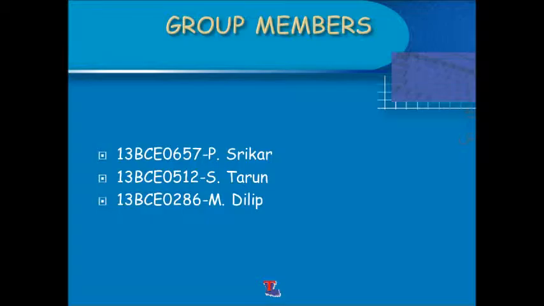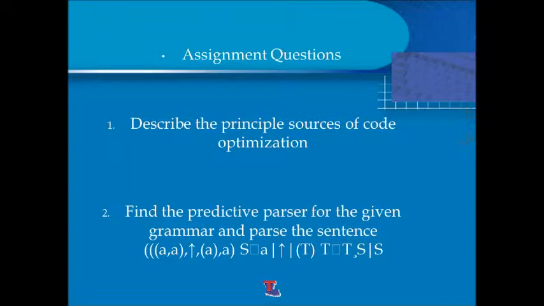Our group members are Shrikar, Tarun, Dilip. The assignment questions given to us were: first one, describe the principal sources of code optimization. Second, find the predictive parser for the given grammar and parse the sentence.